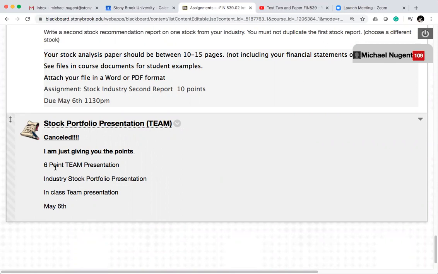This was the presentation you were going to do where you present your stock portfolio in class, talk about the stocks in your portfolio, and talk a little bit about your 2 stock analysis papers. But since we lost a week of class, and because we're not in the physical classroom anymore, I don't really think that this will be too effective through a Zoom conference tool.